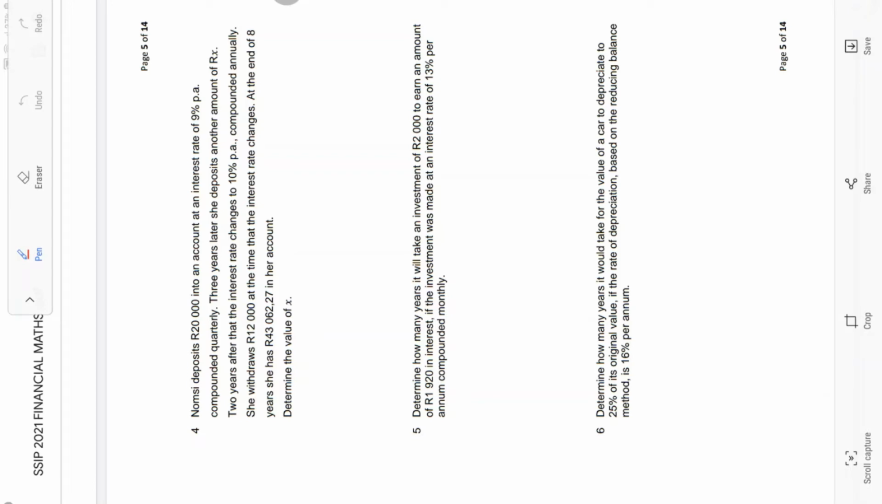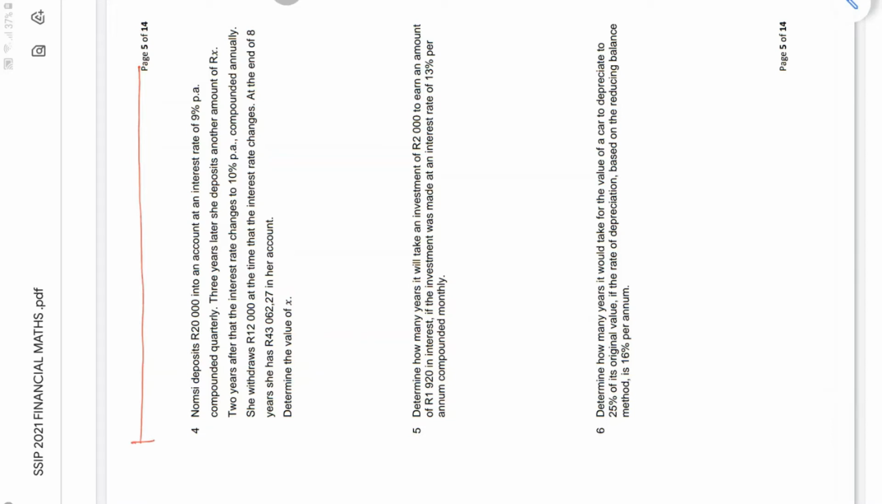So now here comes another situation where we have multiple transactions in an account. She deposits 20,000. 3 years later, X thousand. Then thereafter she withdraws 12,000. So we have 2 deposits and 1 withdrawal, and then the interest rate changes. First it was 9% per annum compounded quarterly, then it changes to 10% per annum compounded annually. So let's use our timeline to help us visualize what is actually happening. So draw the timeline at the top.